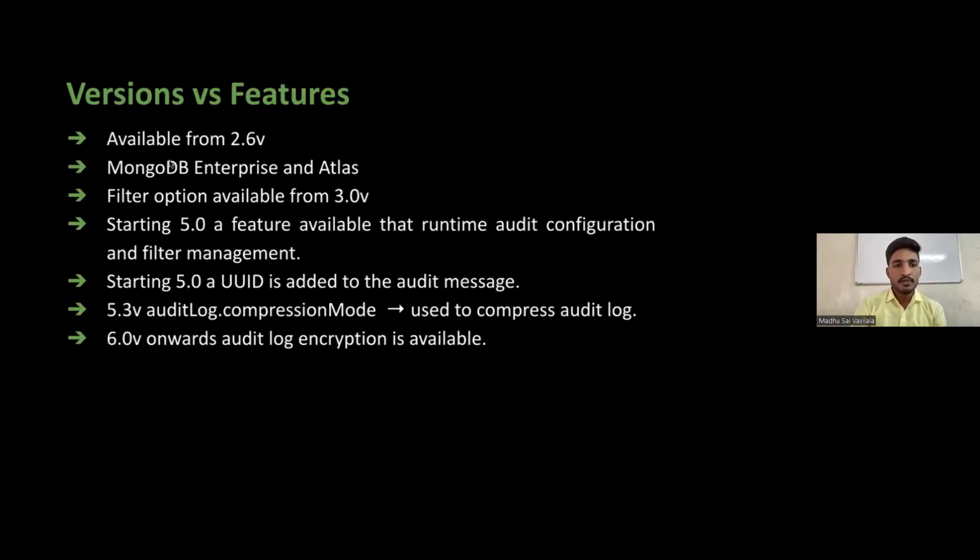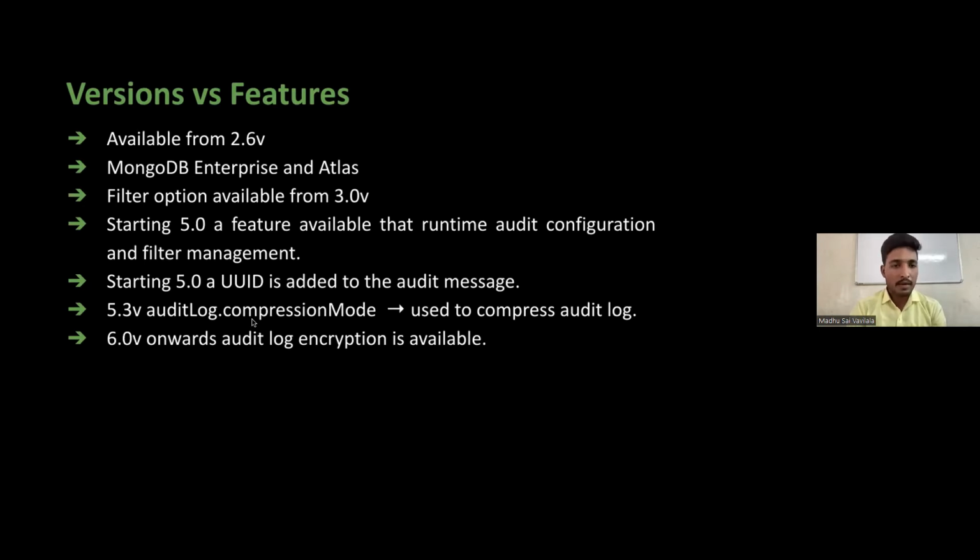Versions versus features. The auditing feature is available after the 2.6 version. As I said previously, only MongoDB Enterprise and Atlas have this feature. After the 3.0 version onwards, filter is provided. Yes, 5.0 onwards, runtime configuration and filter management while MongoDB is running, no need of downtime. UUID is added to the audit message after 5.0 only.